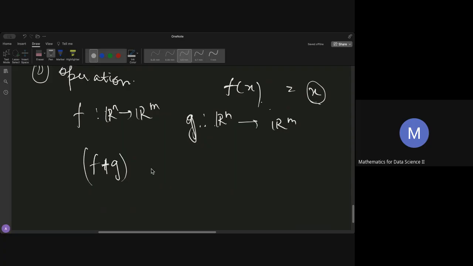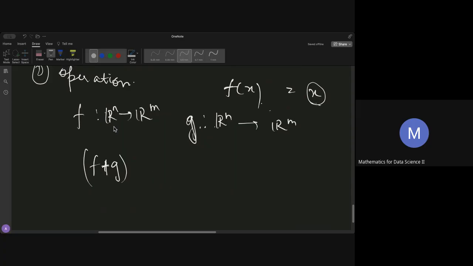If I want to define the sum of two functions, the first thing I need to make sure is that the domain of both of these functions should be the same, and the codomain of both should be the same as well, right? The range need not be the same. I want the domain and codomain to be the same for both functions if I want to add them. The range might differ, and that's fine.